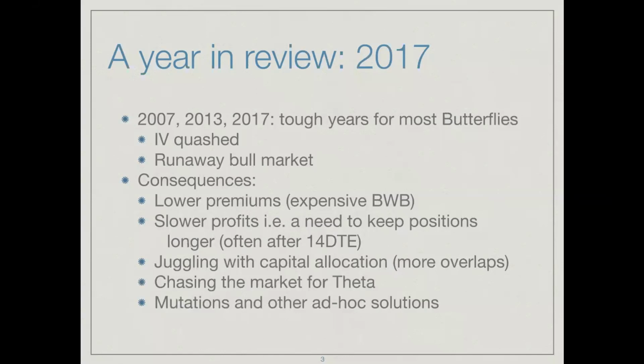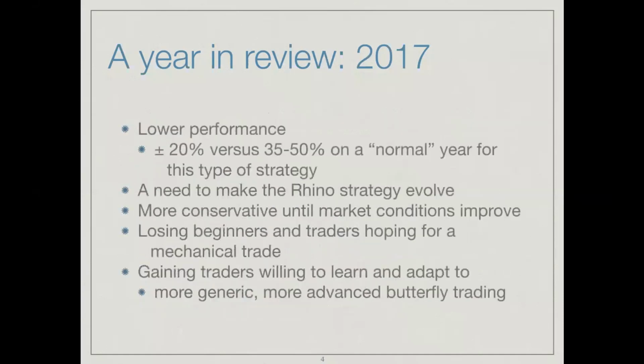Well, so juggling a lot more with capital allocation. And as we are going to see, it's been also a question of chasing the market for theta. Basically, try and extend a tent with the rising market, but to an extent. So we're going to have a look at that, and also, of course, that will lead to the mutations or changes in the strategy. Overall, the year was not so good, plus minus 20%.